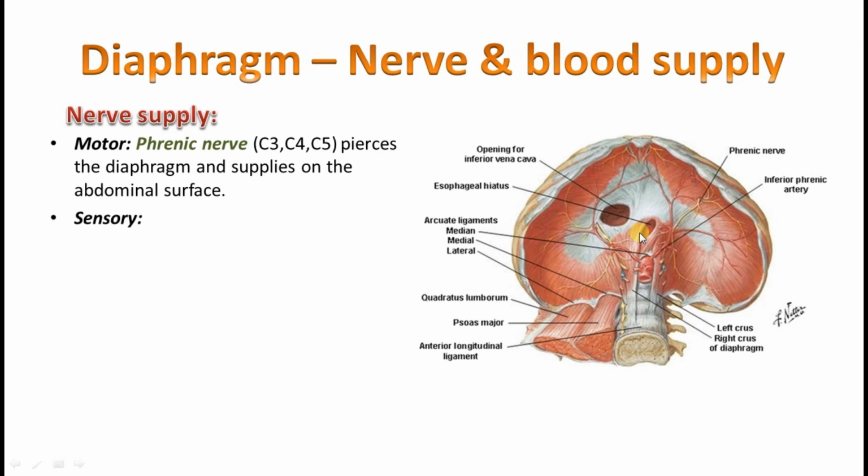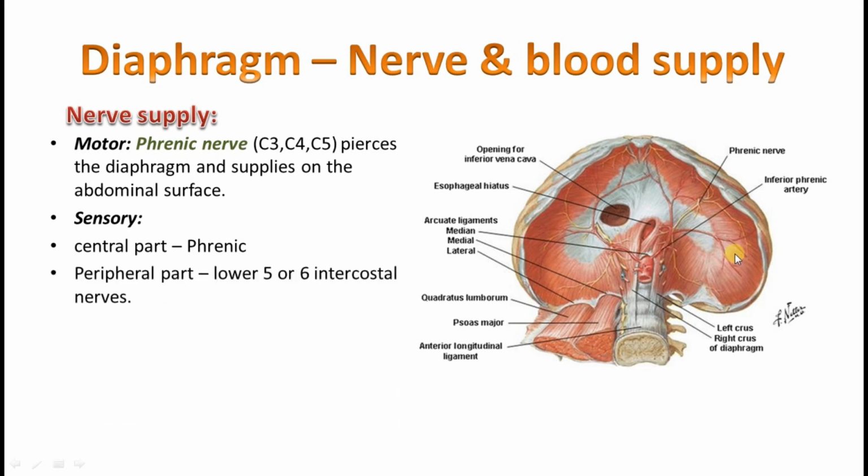Sensory supply again is by the phrenic nerve for the central part, and the peripheral part is mainly supplied by the lower 5 or 6 intercostal nerves. There is also a sympathetic supply from the celiac plexus, which prevents the diaphragm from getting fatigued. So, even though the diaphragm is a voluntary muscle, it is involuntary in action.